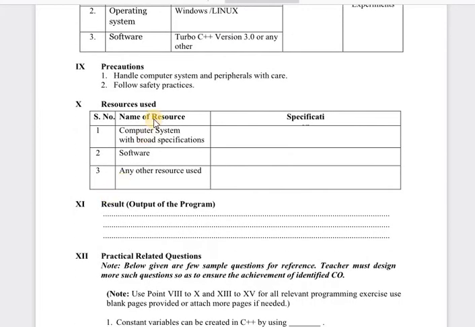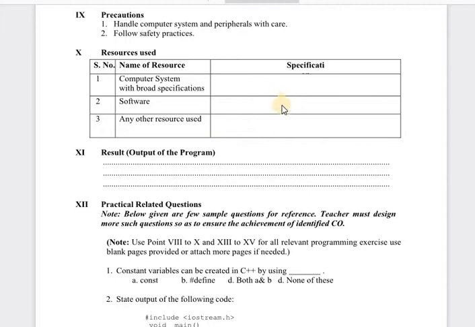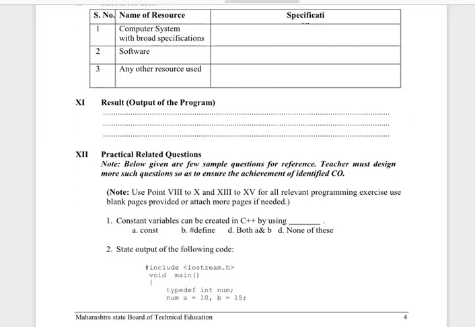Now precaution: handle computer system and peripherals with care, follow safety precautions. Now resources used: here we have to write the actual resources we are using at the time of practicals. In the result section you have to write the result or conclusion of this practical. So you use a 200 pages notebook for this practical and write all these things in your notebook.